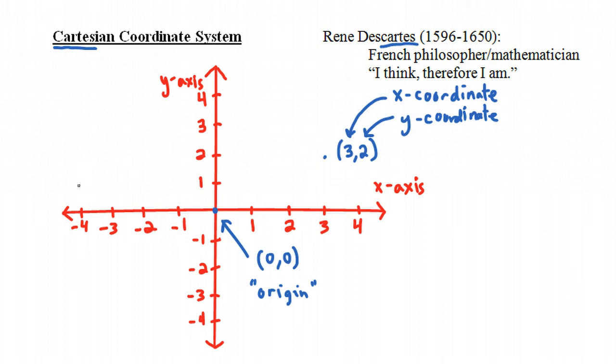Now we could also plot other points. For example, the point -4, 1 is over here. The -4 tells you that you're going to move to the left 4, and then the 1 tells you you will move up 1. Now notice the point 3, 2 had both coordinates being positive. In fact, that's true for all points that are up here in what's called quadrant 1.